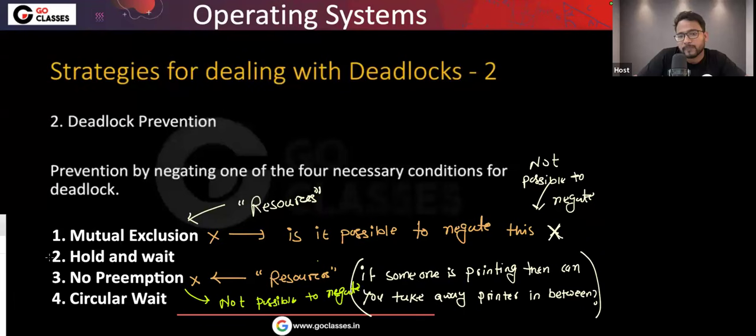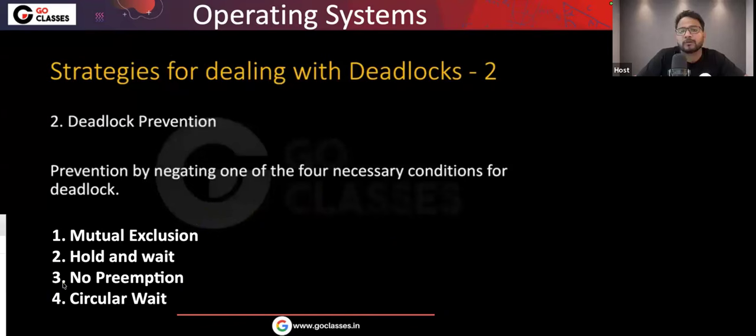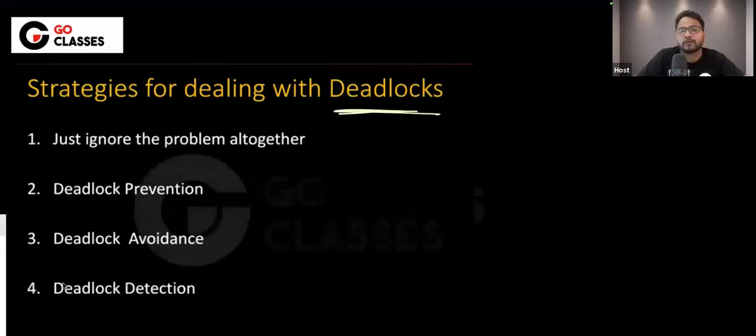Now, hold and wait and circular wait, we will see if it is possible to negate. What we are currently studying are strategies to deal with deadlock, right? One strategy is that you don't care about the deadlock. This is the obvious and easiest strategy, and interestingly, it is employed by most of the operating systems. Understood?